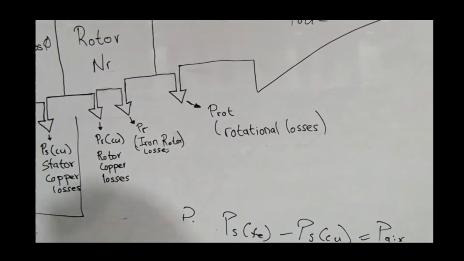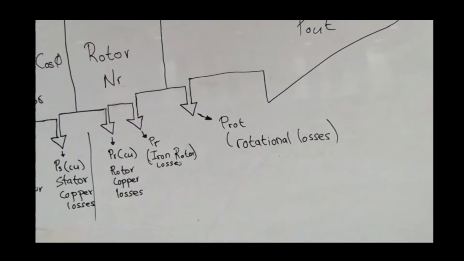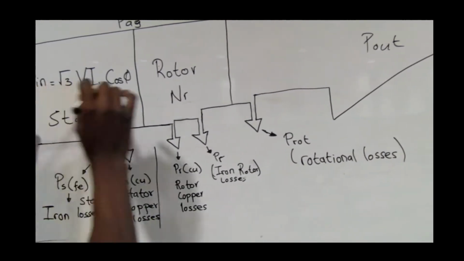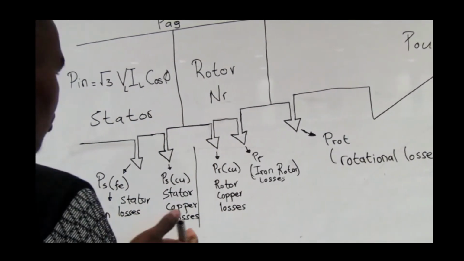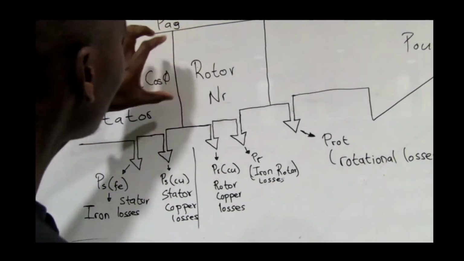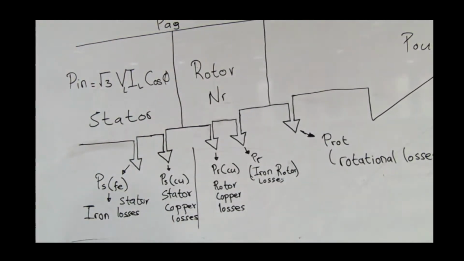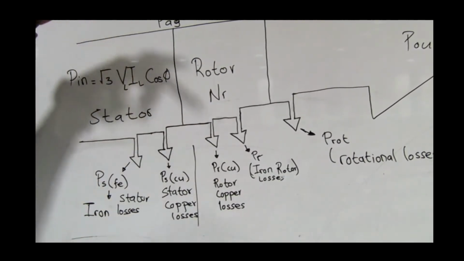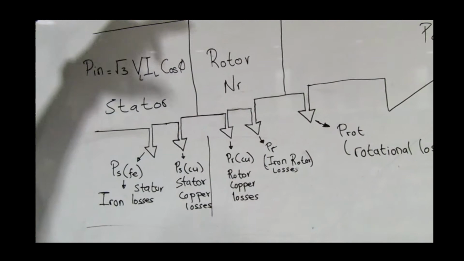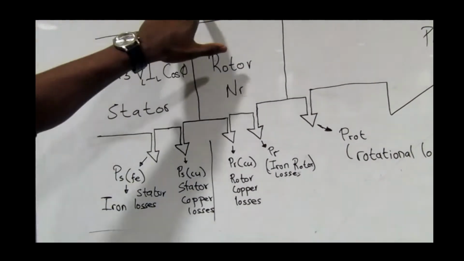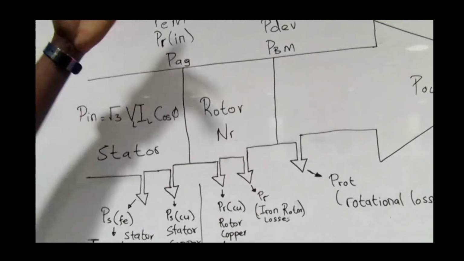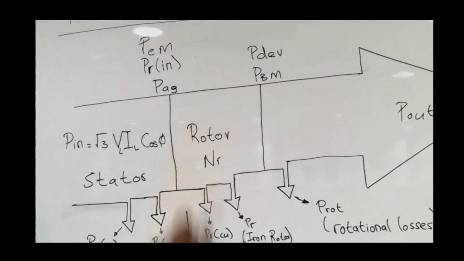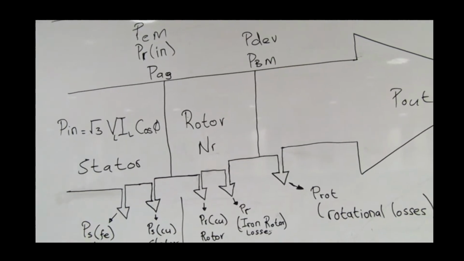So at this point, P-in is supplied to the induction motor, goes through these losses, and we have the power that goes through the rotor. The power that goes through the rotor, as I've explained, is known as the P air gap, or it can be the P input into the rotor, or it is also known as the electromagnetic power that goes through the rotor.